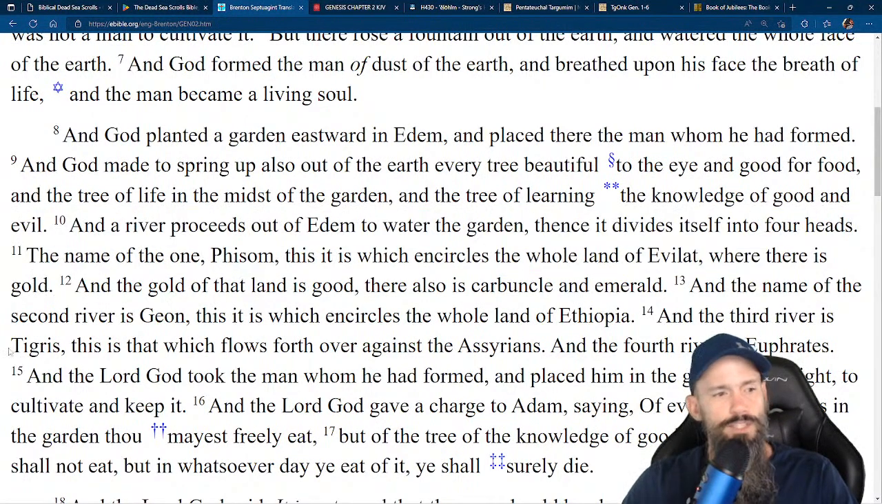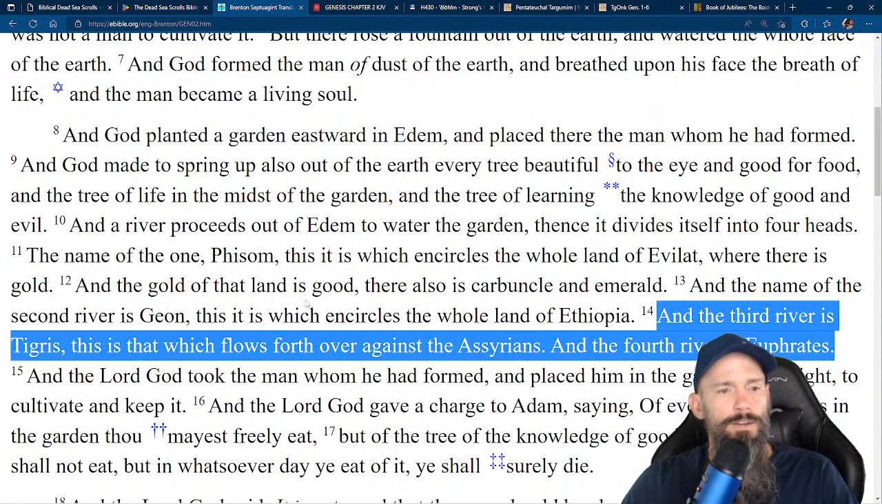And the third river is Tigris. This is that which floweth forth over against the Assyrians. And the fourth river is Euphrates. So third river, fourth river.